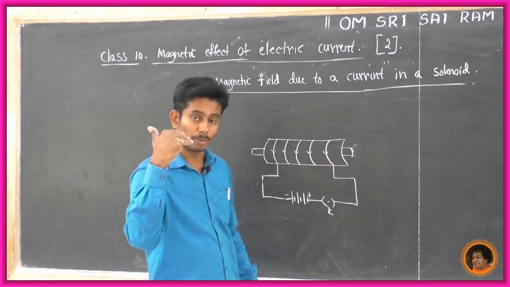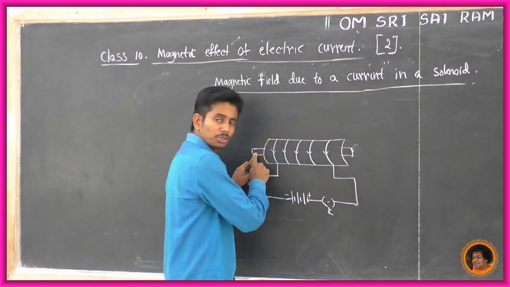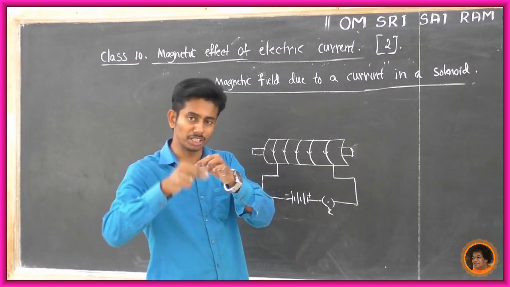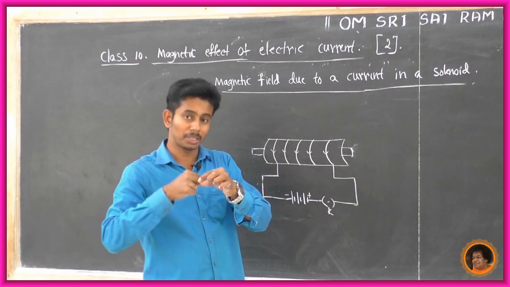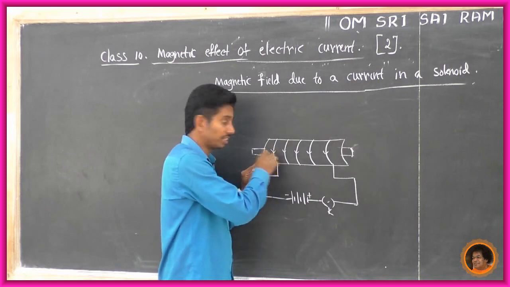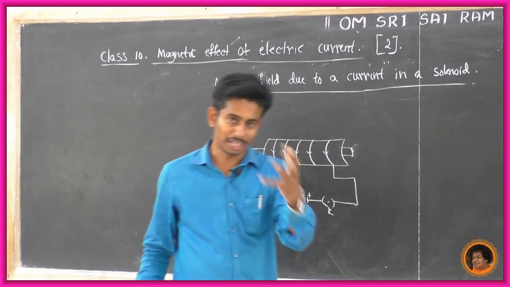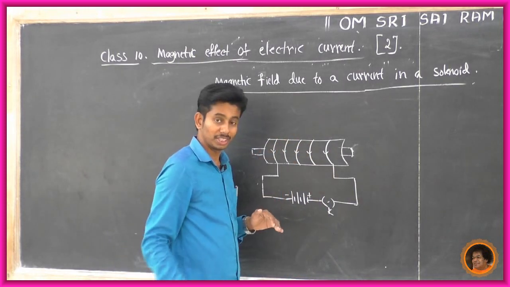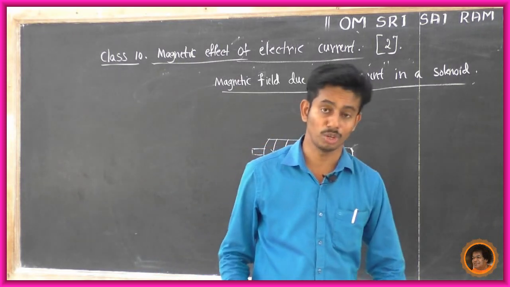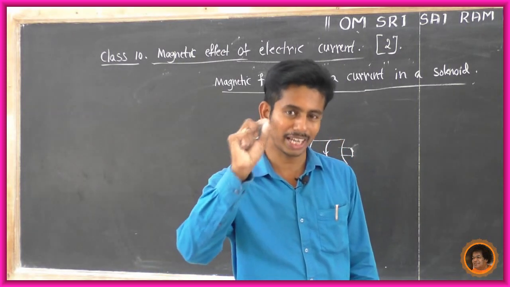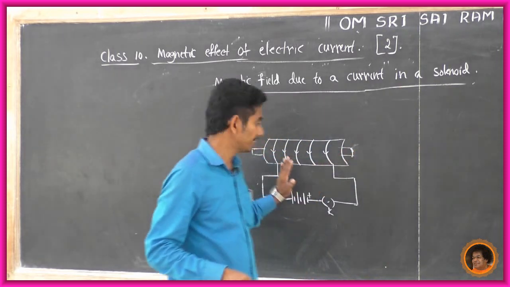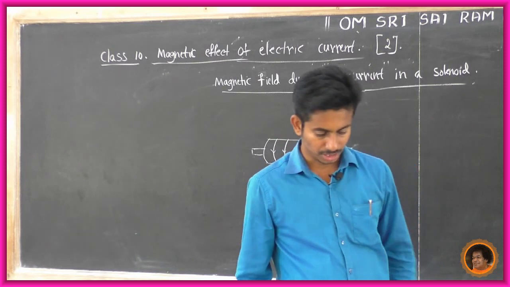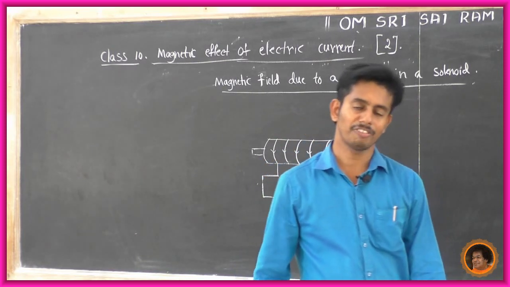It becomes a magnet. If we introduce iron material inside the solenoid, with the coils wrapped around that iron material, then that iron material becomes a magnet. Why does it become a magnet? Because of the magnetic field produced in the solenoid. That is called an electromagnet. So we are producing an electromagnet from a solenoid. This is an electromagnet.